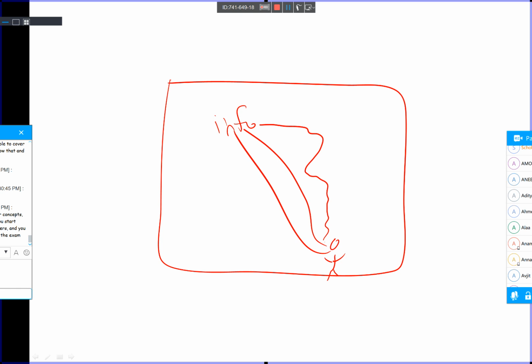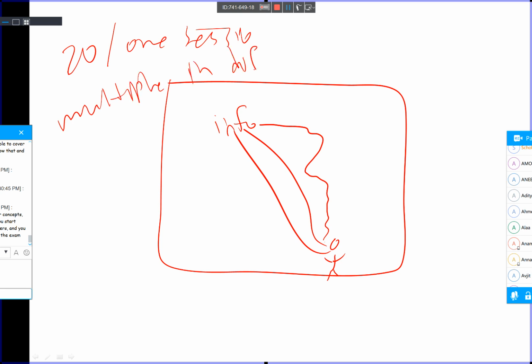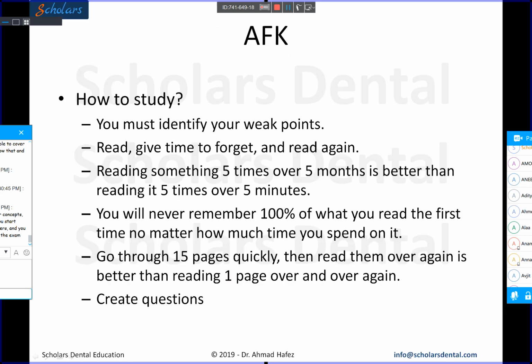So it's not about reading it 20 times in one session. That's not helping. It's reading it multiple times in different sessions. Is that clear? So that's a thing to study as well.